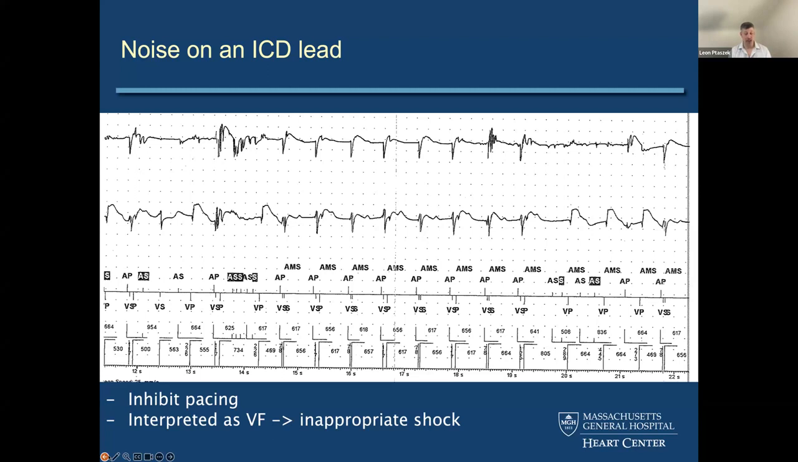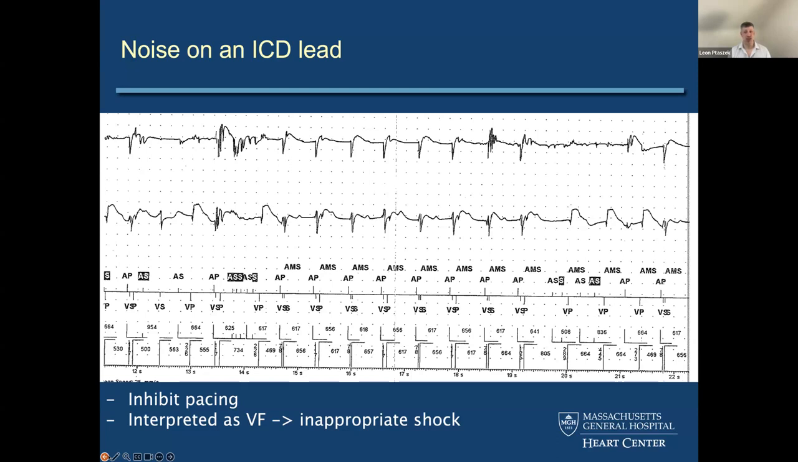But I guess if I had to have one takeaway from this, it would be that if you see noise on either the atrial or the ventricular channel, you need to be investigating what you're going to do about that apparent failure in the conductor. You know, the first course of action is to make sure that it's not due to external electromagnetic interference.